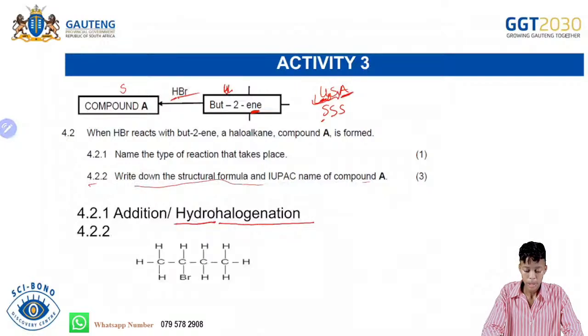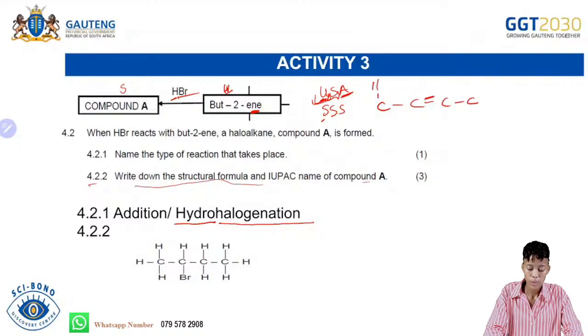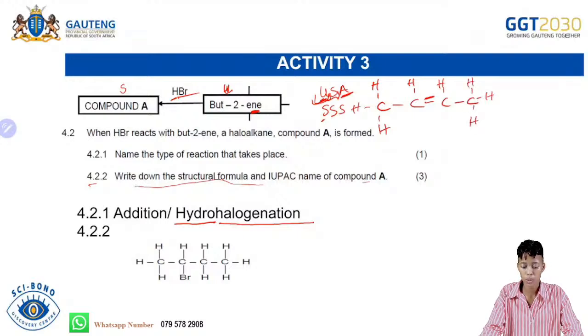So again, what is it that you are moving from? You are going to be moving from but-2-ene. But-2-ene, we said it means that it is an alkene. The homologous series is an alkene. So by the ene, it means that we have a double bond. Where do we have a double bond? We have a double bond on carbon number 2. So the first carbon will have 3 hydrogens, the second and the third, 1 hydrogen each, because remember the carbon must have a total of what? Of 4 bonds.